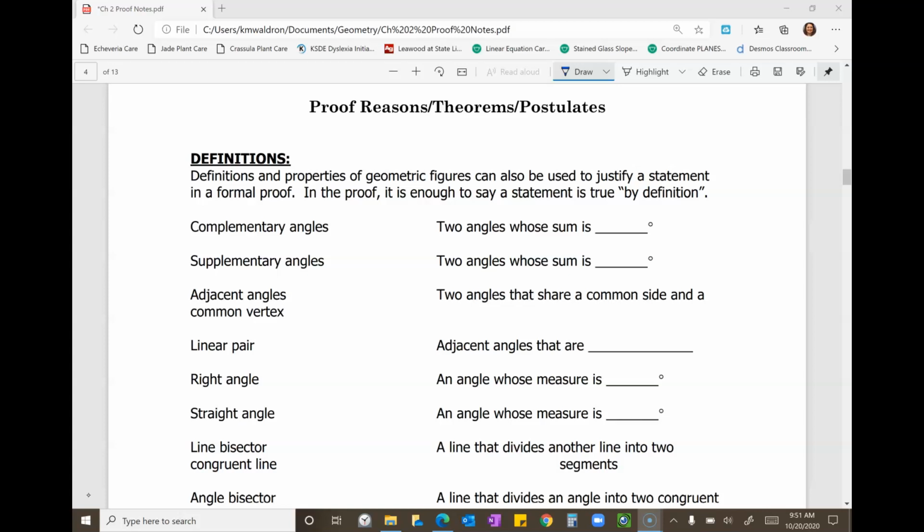So you should have your notes packet with you. If you don't, please take a minute to pause the video and copy down these definitions in your notes. So we're going to go ahead and get started.